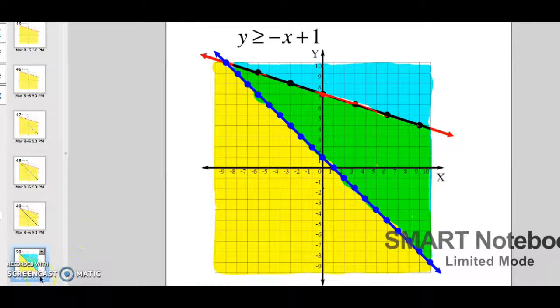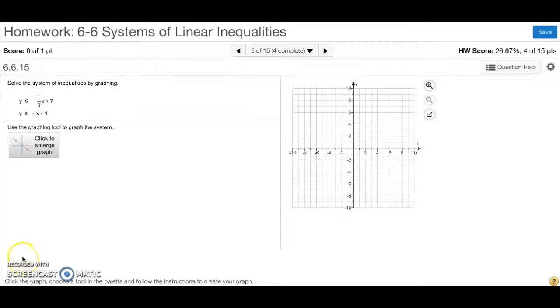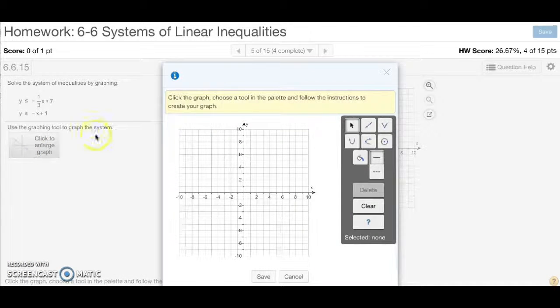So now let's put that on MathXL. So click to enlarge graph, and we're going to click my line. Now, since it is an equal to statement with the line under it for the inequality, it would be a solid line. So I start at 7 for my y-intercept for the first one, and I go down 1 to the right 3. So that's the line for y is less than or equal to negative 1 over 3x plus 7.